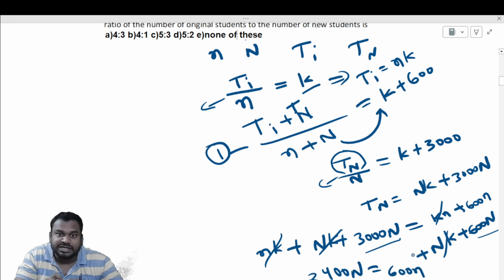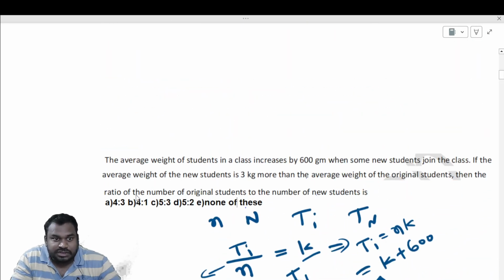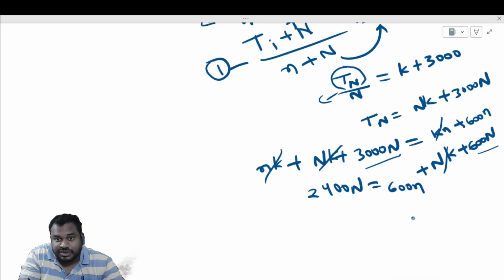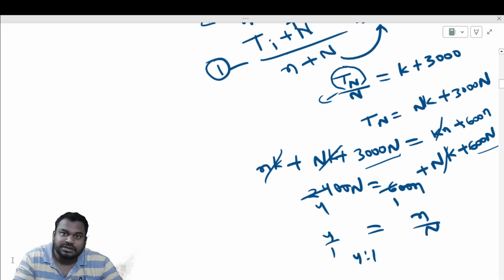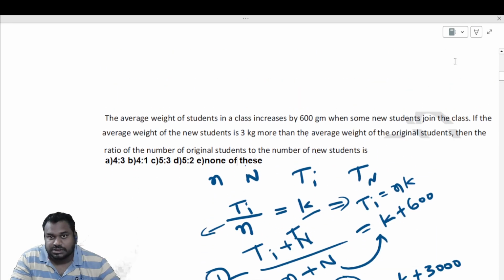But what do you need to find the ratio of? Original to new or new to original? The ratio of the number of original students to the number of new students. Original students are small n. So n by N you need to find. So n by N equals, the 0 gets cancelled here, 6 1 6 4, so 4 by 1. Nothing but 4 is to 1. 4 is to 1 is the answer. So option B is the correct answer.